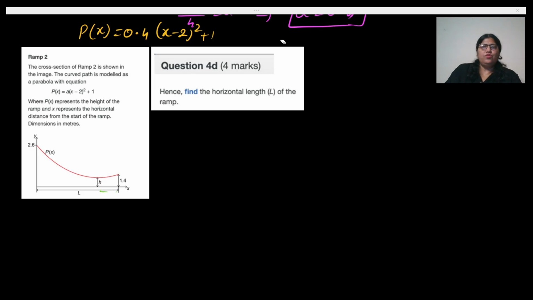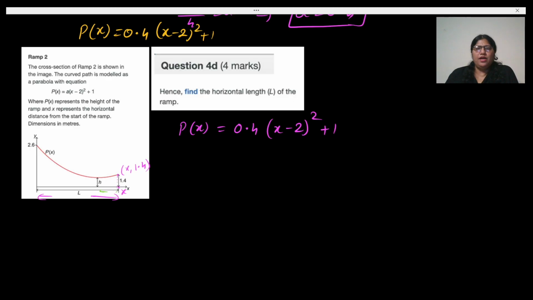Now in this question, what do we need to do? Here you need to find the horizontal length L of the ramp. If you see, this is L, and the height here is known. So the coordinates of this point are going to be (x, 1.4). If I get the x coordinate from 0 to x, then automatically we will get the length. So what is our function here? We already got this function for this parabola: 0.4 times (x minus 2) whole squared plus 1.